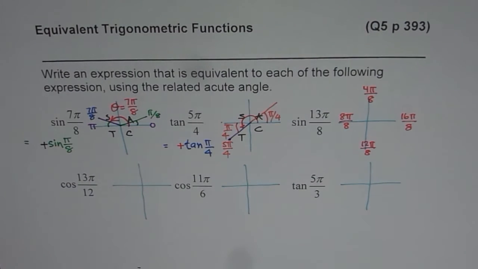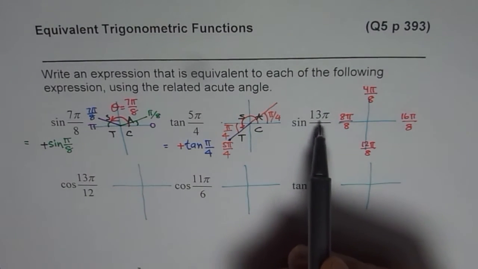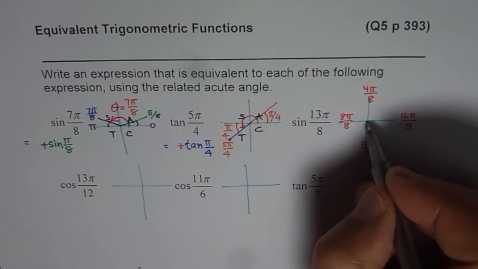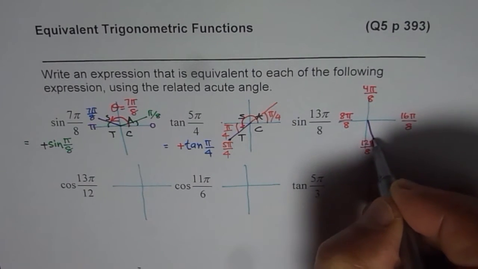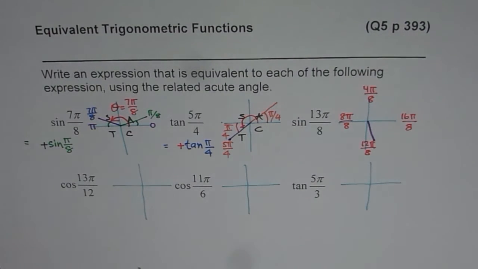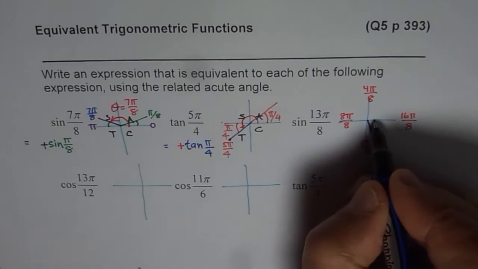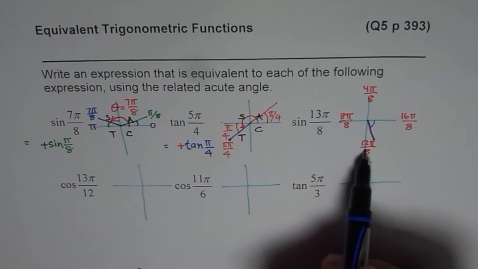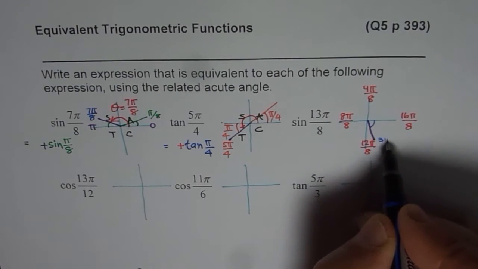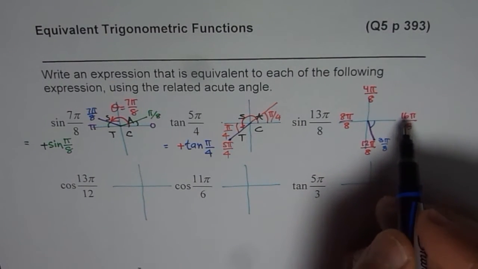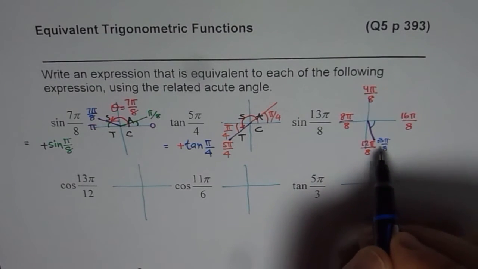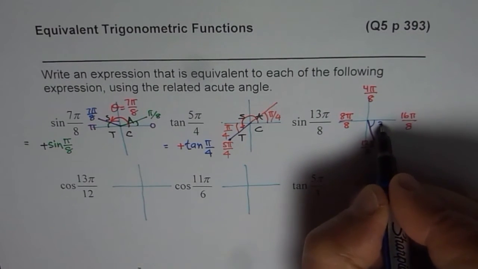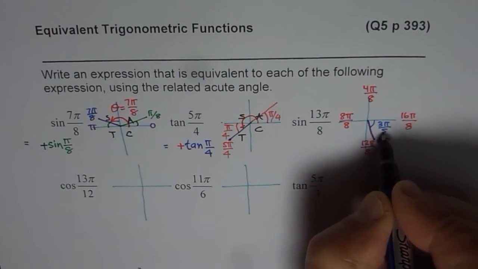So when we say sine 13 pi by 8, that means we are in which quadrant? We are in quadrant 4, right? What is the acute angle? Now in this particular case, the acute angle should be how much? Acute angle is always the angle with the horizontal. Now this is 12 pi by 8 and that is 13 pi by 8. To go to 16 we have 3 pi by 8 left. So the acute angle is 3 pi by 8.